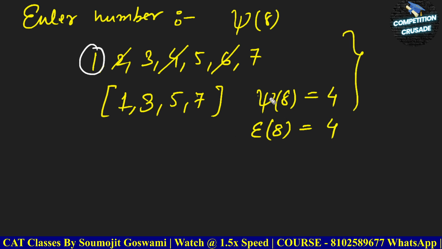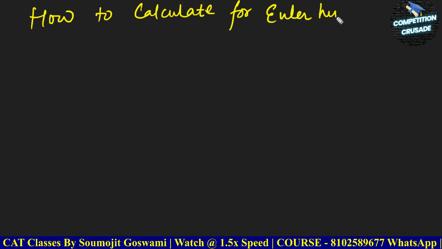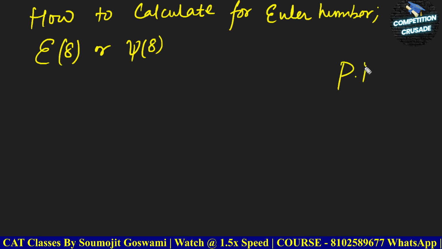Now obviously this is a very time consuming way to calculate the Euler number. I hope you realize that. In the exam, obviously, we cannot list down the numbers and then calculate. So let us devise a technique, shall we? How to calculate the Euler number? We take this example only. E of 8, or you can also write it as psi of 8 as well. Just remember one thing, you have to know the prime factorization of 8.